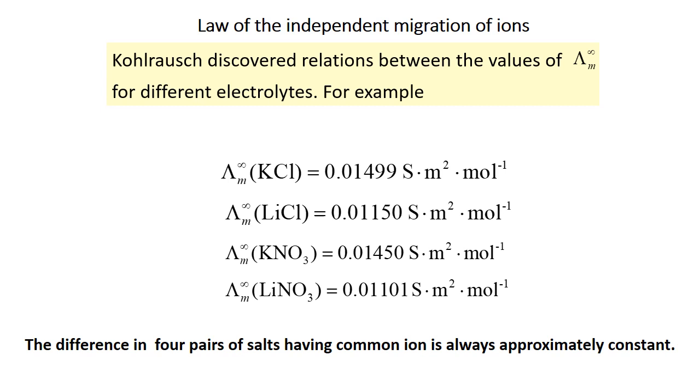Here, if you see, the cations are the same if we consider KCl and KNO3, and LiCl and LiNO3. While the anions are the same if we consider KCl and LiCl, and KNO3 and LiNO3. The difference in these pairs of salts having a common ion is always approximately constant. That is the observation. I am repeating: the difference in pairs of salts having a common ion is always approximately constant. This is a very important observation.